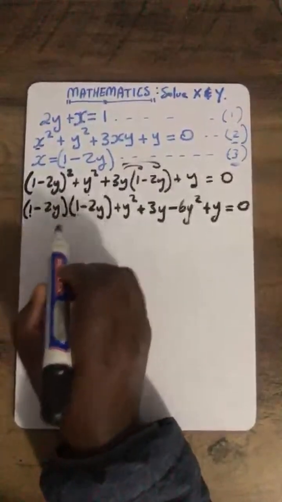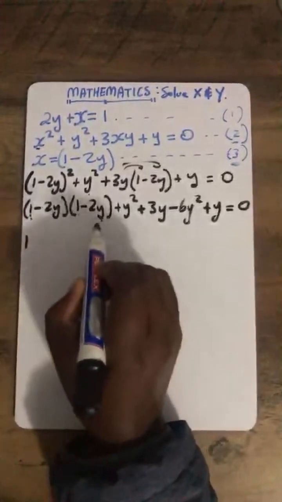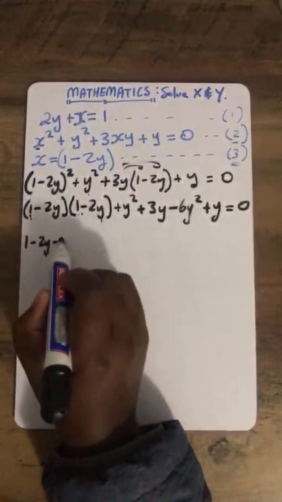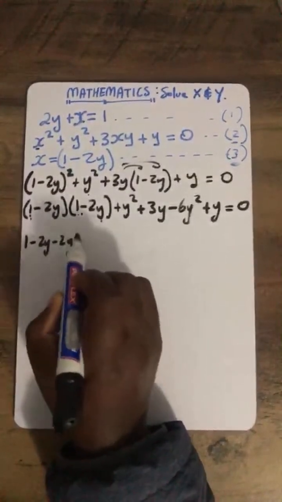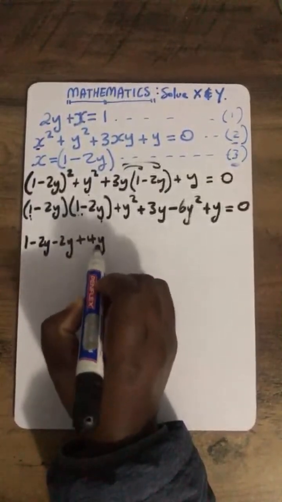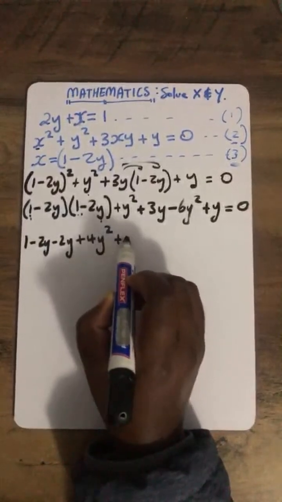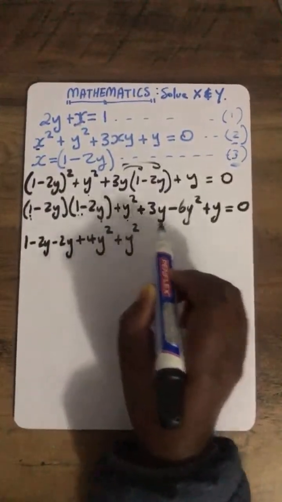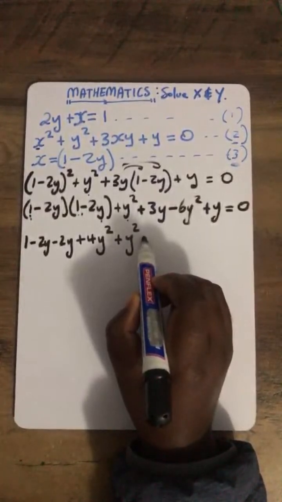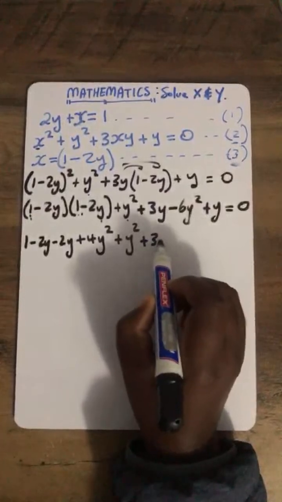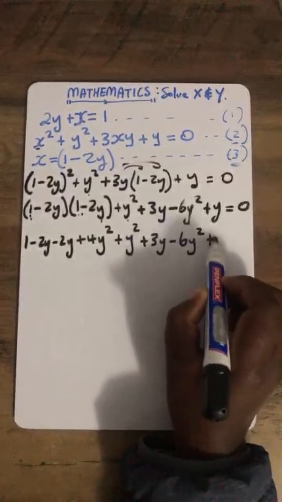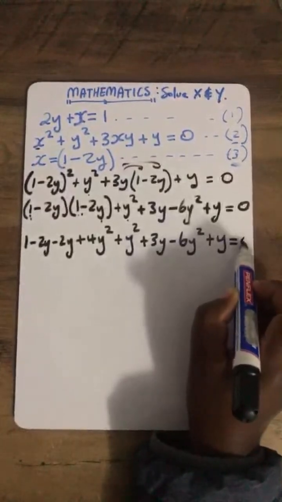So now let's see. That by that equals 1. That by that will be 2y. That by that, minus 2y. That by that will be positive 4y squared. You've got y squared being that one there. And again, you can say you've got your 3y minus 6y squared plus y equals 0.